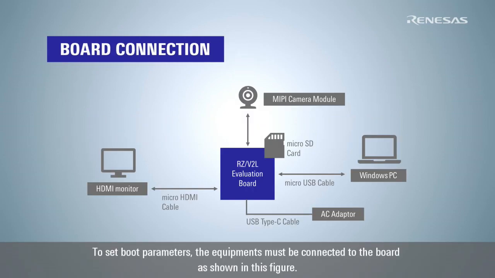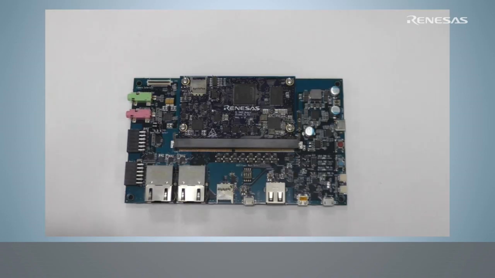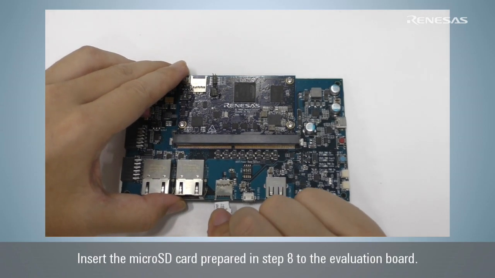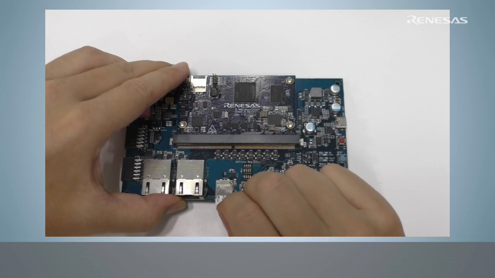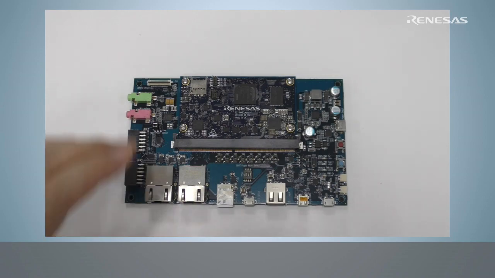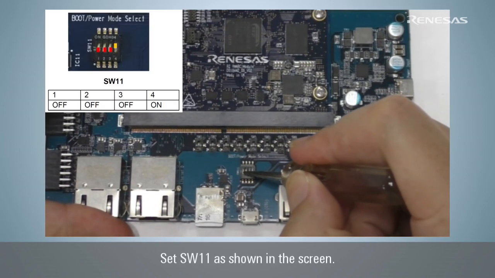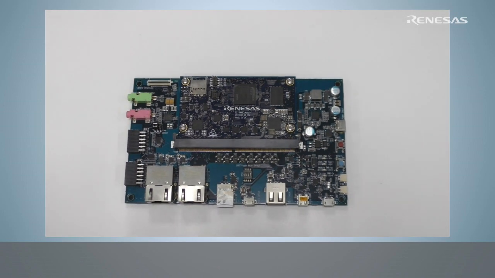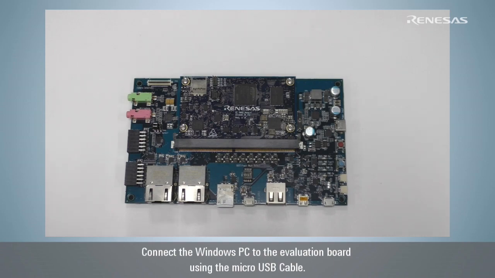To set boot parameters, the equipments must be connected to the board as shown in this figure. Insert the micro SD card prepared in step 8 to the evaluation board. Set switch 11 as shown in the screen. Connect the Windows PC to the evaluation board using the micro USB cable.